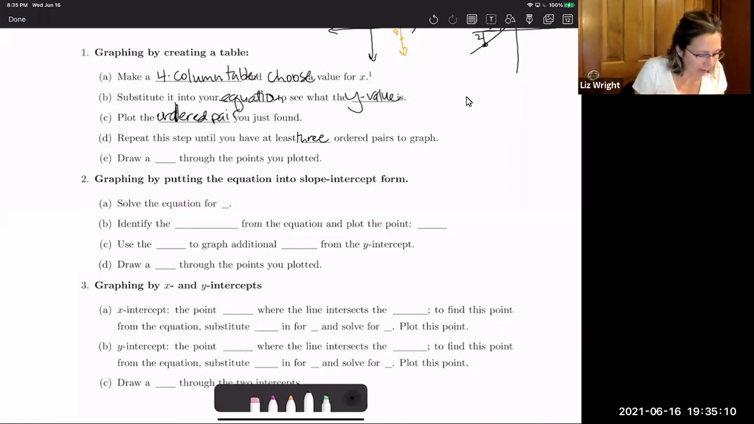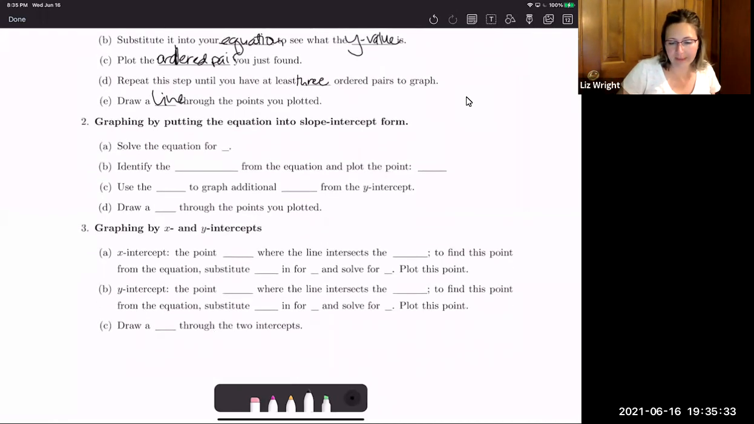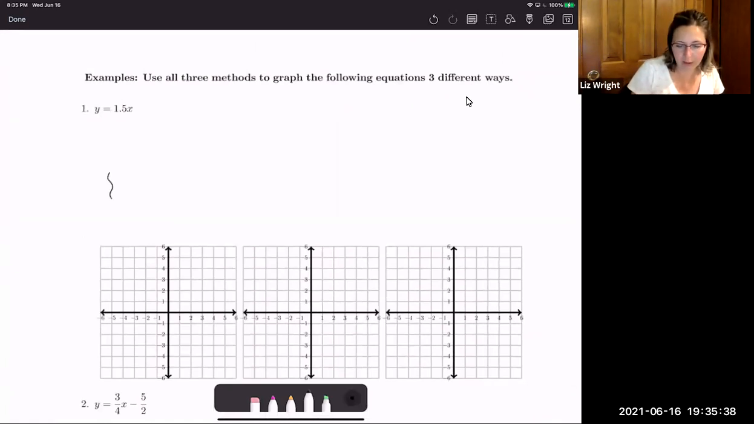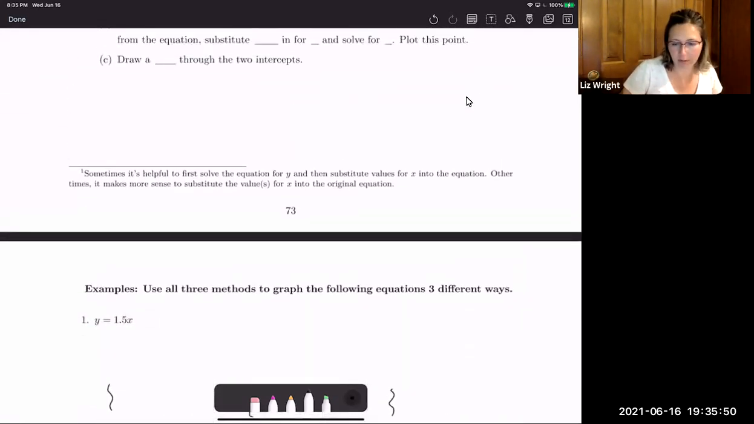And then finally, we are going to draw a line through the points you plotted using a straight edge. So you can grab out your student ID, you can use the side of your book, the side of your notebook. Sometimes the side of your phone case is a nice straight edge. So grab a straight edge and you can graph your line through the 3 points that you found using a table. And we're going to talk about the 3 methods here. On the next couple of pages, we're going to do method 1 here, method 2 here, and method 3 over here. And so we're going to practice doing all 3 methods for each equation for the next several examples.